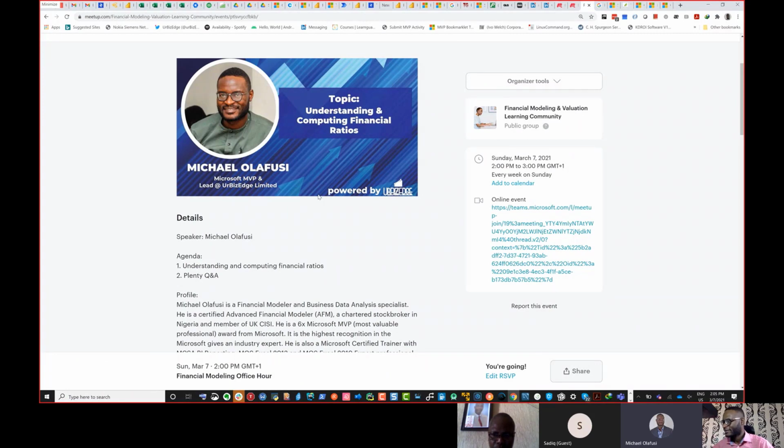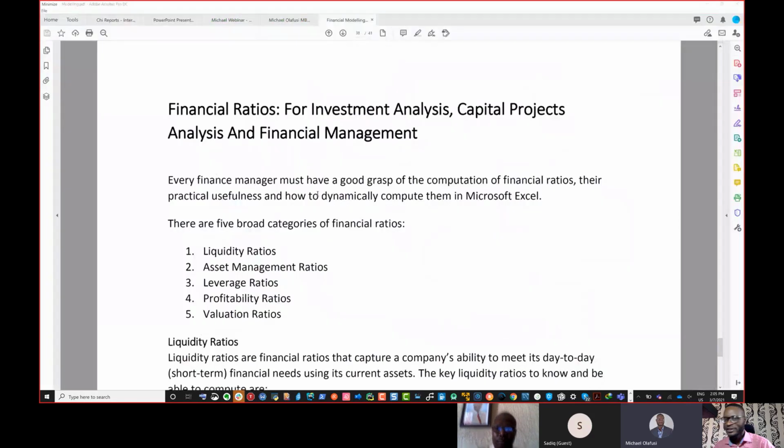Okay, and this is one of the sessions we normally take during our financial modeling class. So it's one of the important aspects of financial modeling, and not just financial modeling, it goes beyond that. It's a very important aspect of any financial investment, capital project. That's why I wrote it here. Financial ratios are used for investment analysis, capital project analysis, and even financial management.